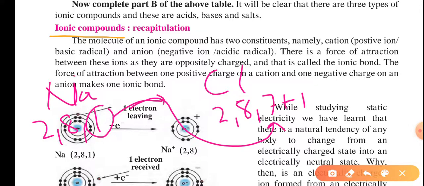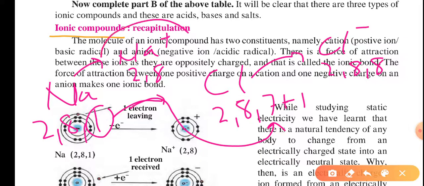Sodium becomes Na plus, and the configuration of Na plus is 2, 8, because it left one electron. This one electron comes to the chlorine, and now the new configuration of chlorine is 2, 8, 8. So it is a minus ion.